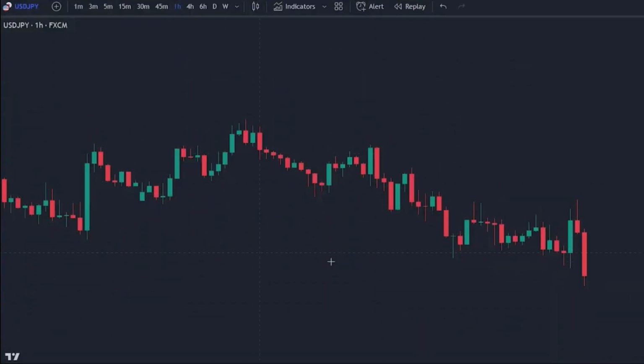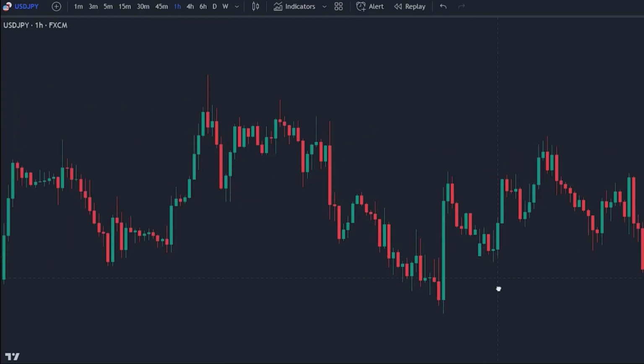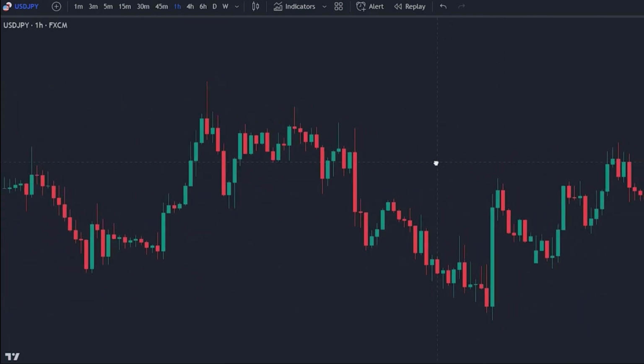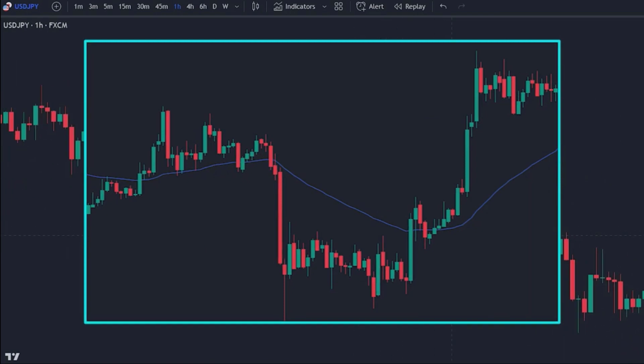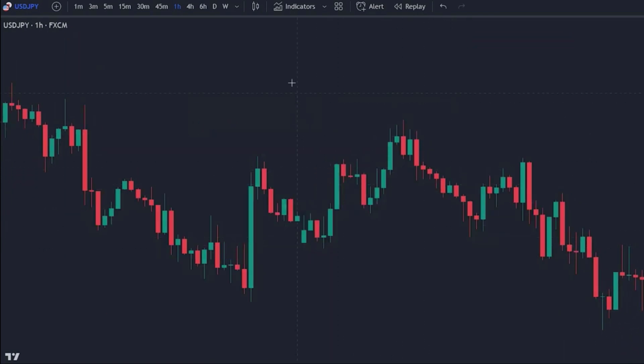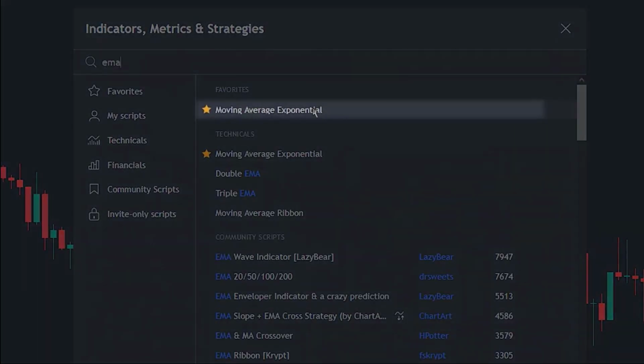As you can see from the previous examples, it's important that we have multiple confluences to enter into a position. One of the easiest and most powerful confluences to have is the EMA, so let's add this indicator to the chart. Head over to the Indicator Search tab and search for the EMA indicator. Select the indicator made by TradingView and add it to the chart.